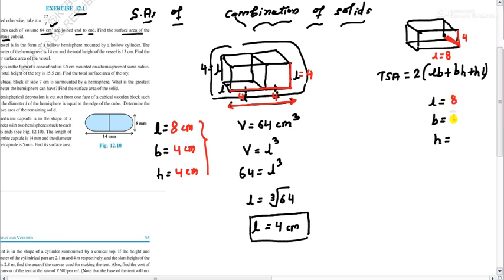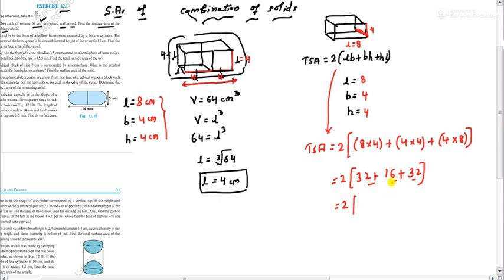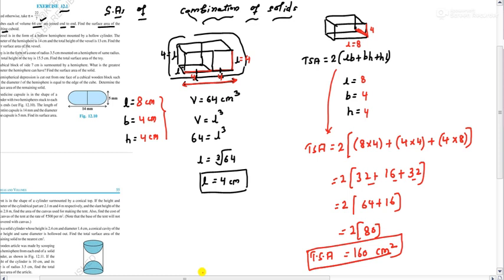Using that, I'm going to find the TSA of our newly formed cuboid. Let me substitute it here. 2 into, in bracket, L into B, so it is 8 into 4, B into H, 4 into 4, plus H into L, 4 into 8. If I solve them, this is 32 plus 16 plus 32. If I add this bracket first, it is 64 plus 16, right? Now 2 into (64 plus 16), it is 80. Now if I multiply, I will get 160 centimeter square. So this is the surface area of the newly formed cuboid. I hope you guys have understood this. Do you have any doubt in this?